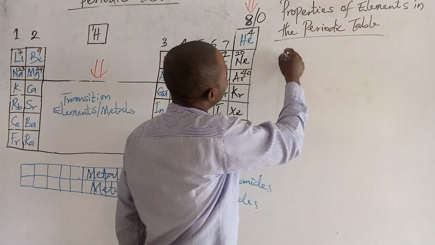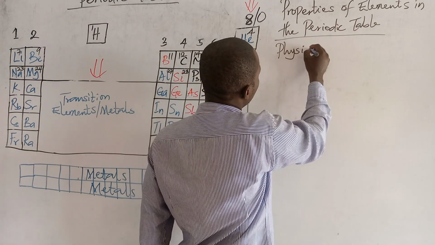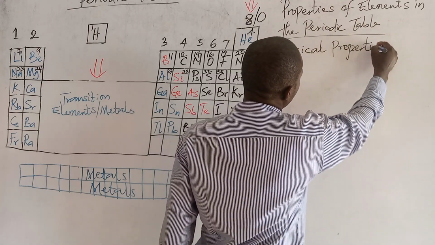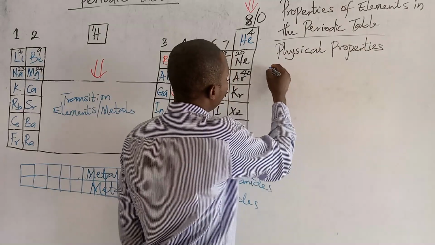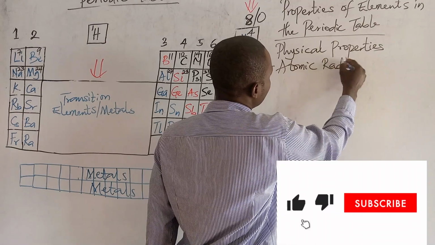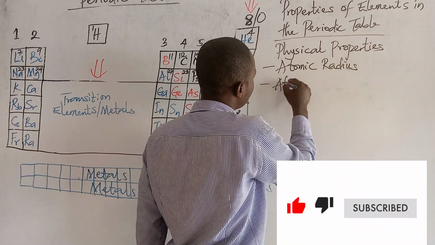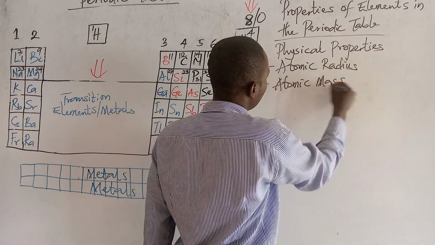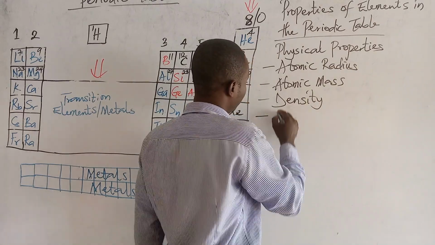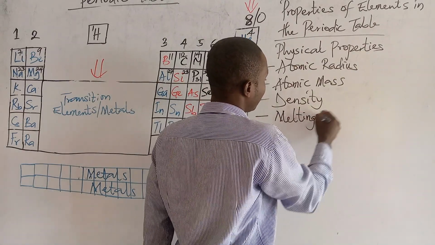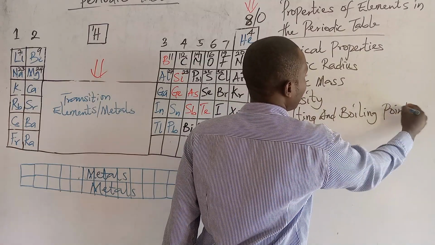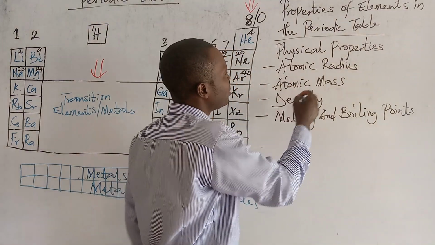So we're going to talk about the physical properties of elements in the periodic table first. Under physical properties of those elements, we have atomic radius, atomic mass, density, and melting and boiling points. Now let's look at these one by one. Let's look at atomic radius.